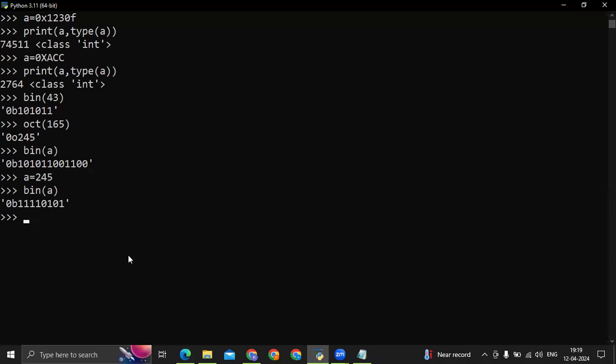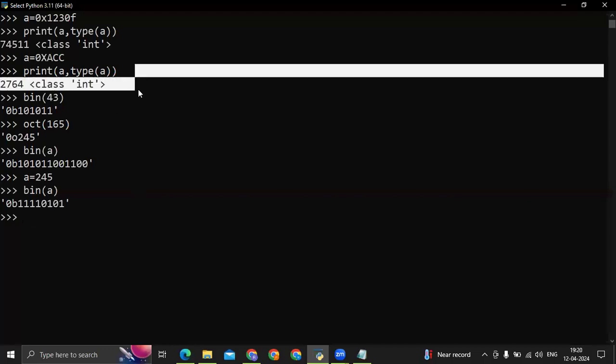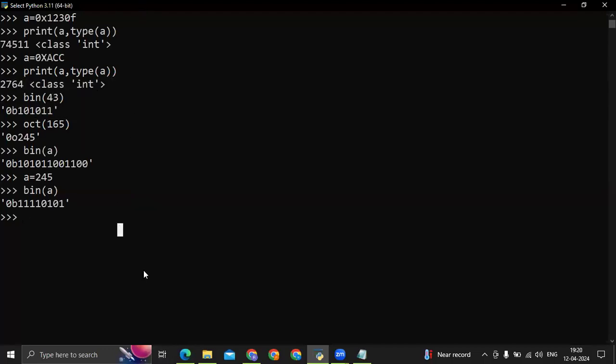We need not do all these things. This is an internal process. The programmer or end user need not go ahead with it. These are the benefits of Python. That is the only reason it is considered a high level programming language.